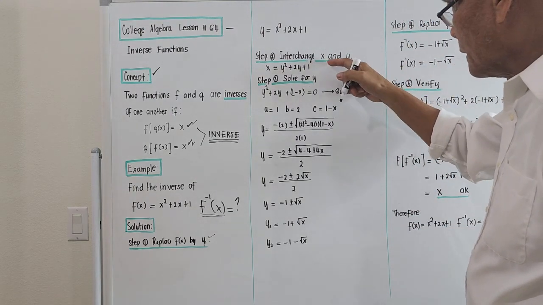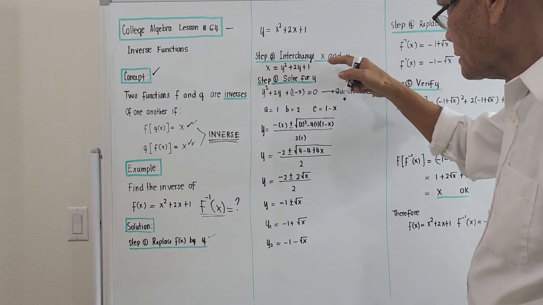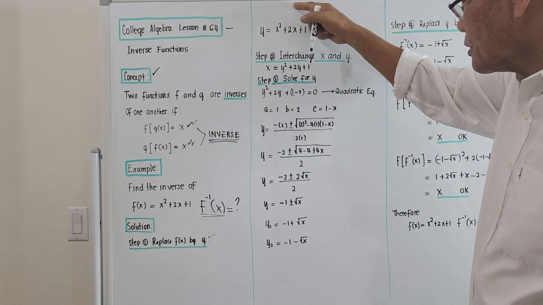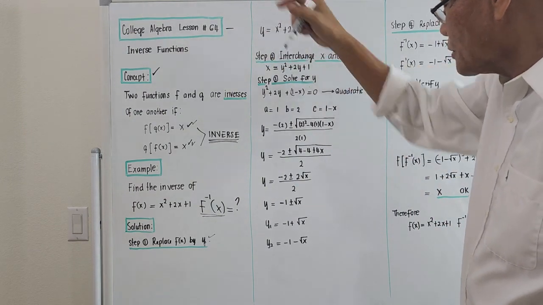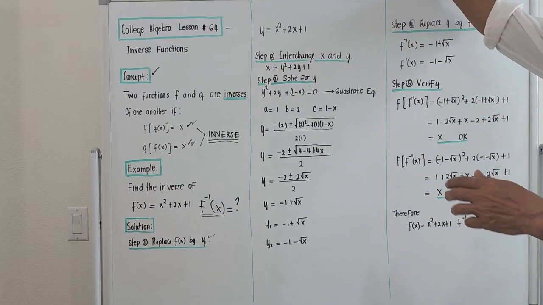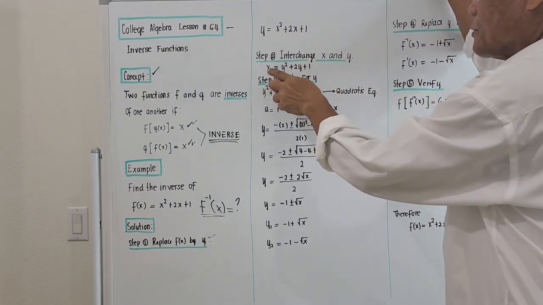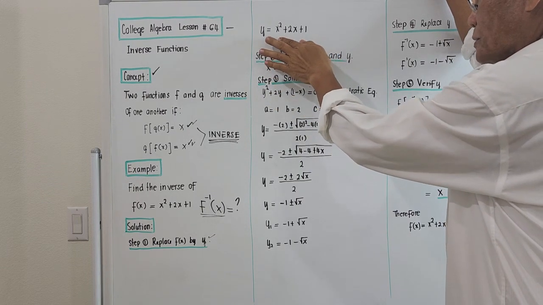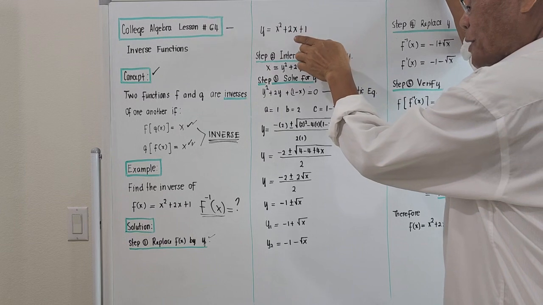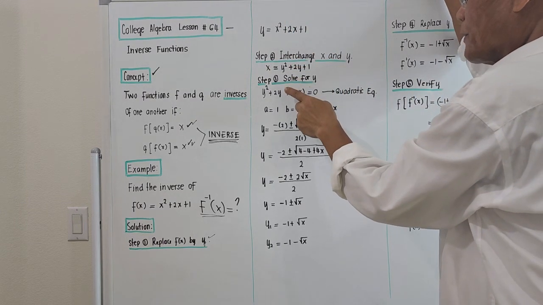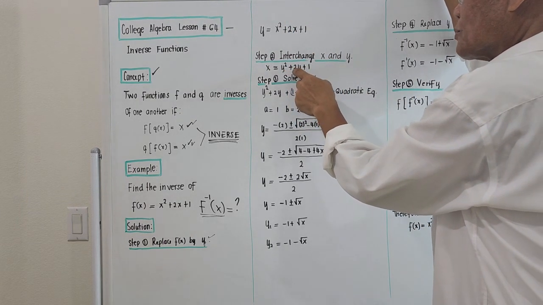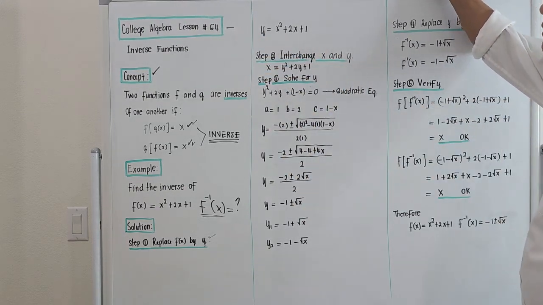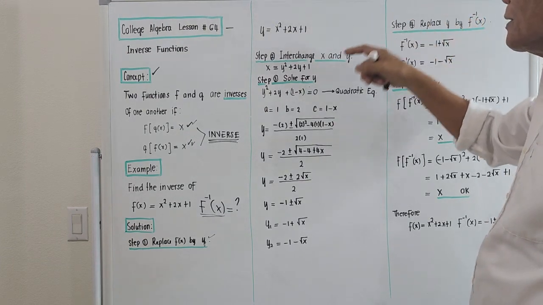Step number 2: interchange x and y. For every x, replace it by y, and for every y, replace it by x. So there is one y on the left, so we replace it by x. And there are quadratic terms on the right, so replace all x's by y, so it will become x equals y squared plus 2y plus 1. So we interchanged already, right? Step number 3: solve for y.